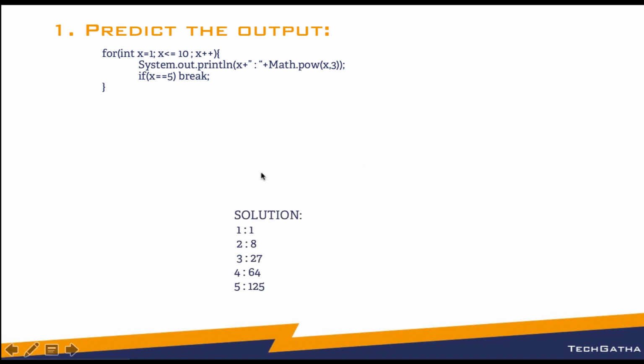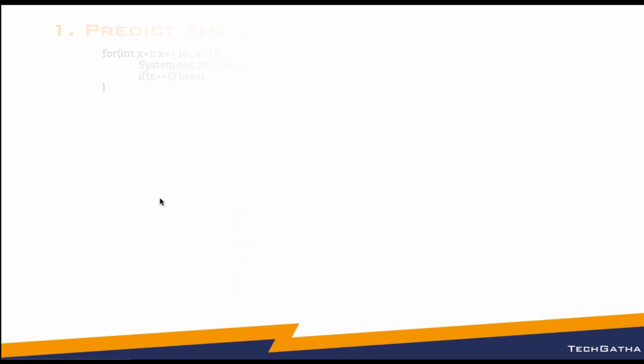The solution here is for x equals 1, 2, 3, 4, 5. It goes inside the for block, prints the value of x and the cube of x, then checks for the value of x. So for 1 it prints, 2, 3, 4, 5 as well it prints. Then because now x is 5, which is equal to 5, the condition is true. The for loop breaks at 5.